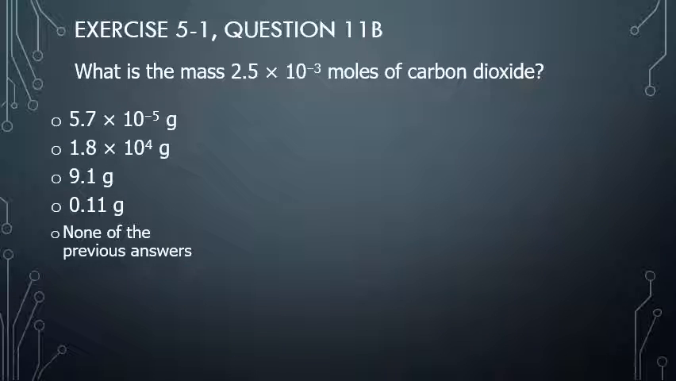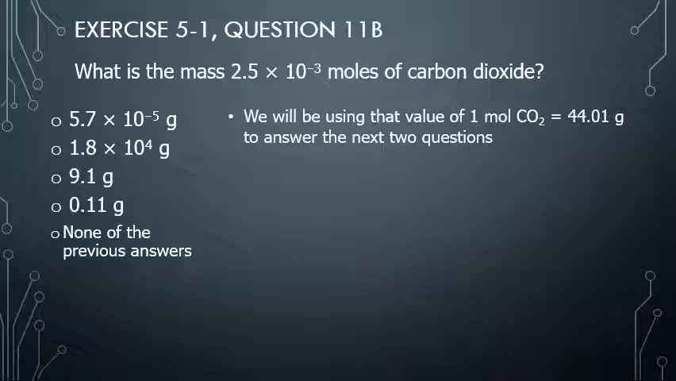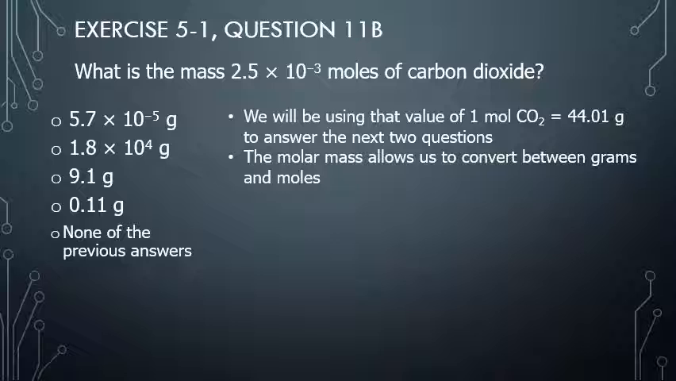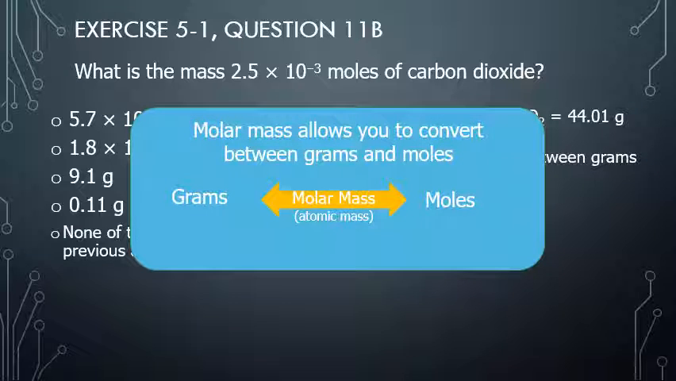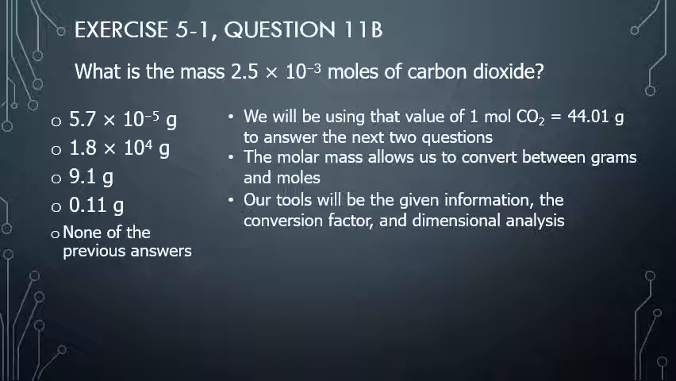In the next question, they ask for the mass of 2.5 times 10 to the minus 3 moles of carbon dioxide. We will be using that molar mass we calculated in the last question to answer this question and question 12. Remember, the molar mass is our gateway. It allows us to convert between grams and moles. In this case, we're given moles and we will calculate grams. So our tools will be the given information, the conversion factor, our molar mass, and we will use dimensional analysis. Our target unit is grams of carbon dioxide.